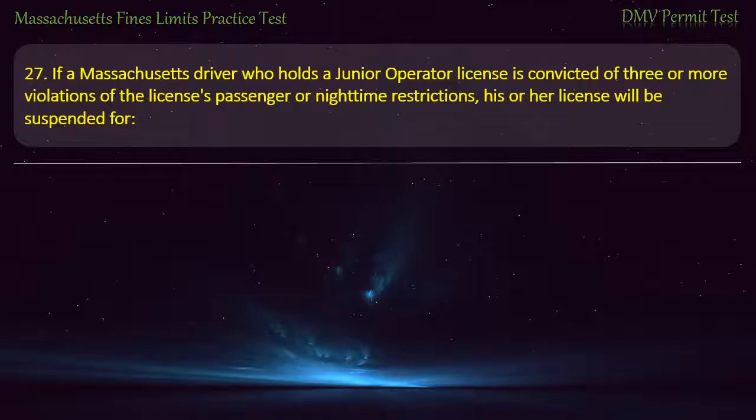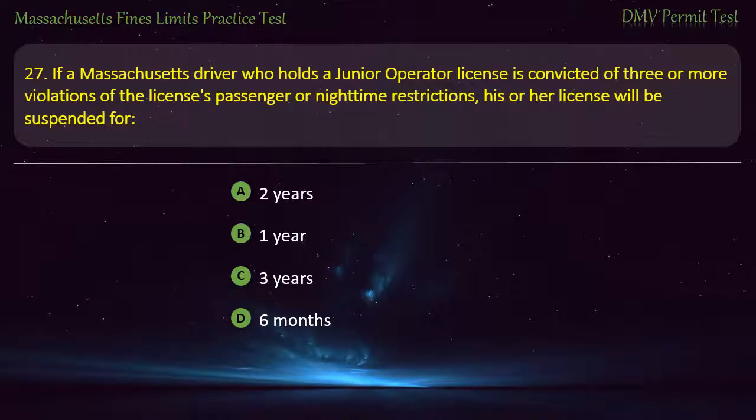Question 27. If a Massachusetts driver who holds a junior operator license is convicted of 3 or more violations of the license's passenger or nighttime restrictions, his or her license will be suspended for 2 years, 1 year, 3 years, 6 months. Answer: 1 year.